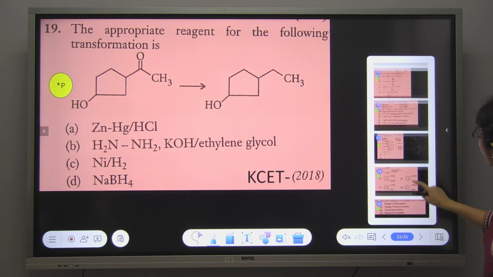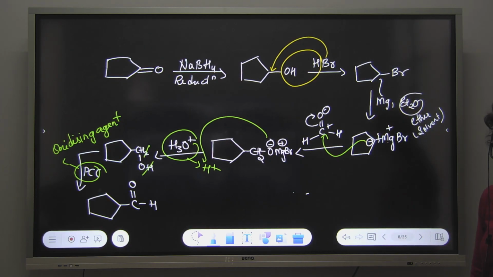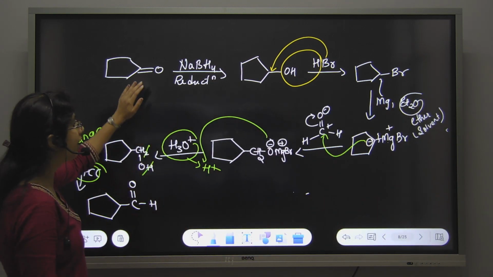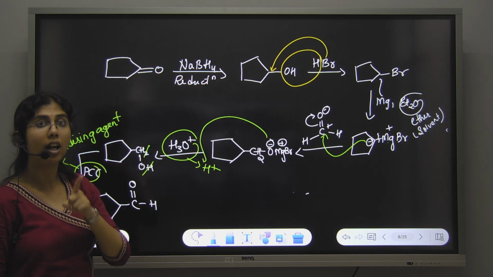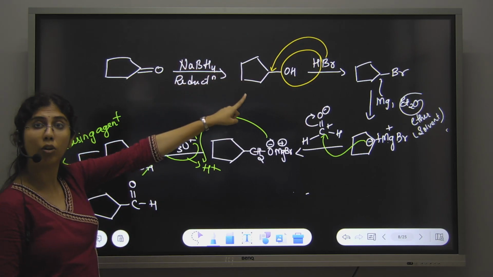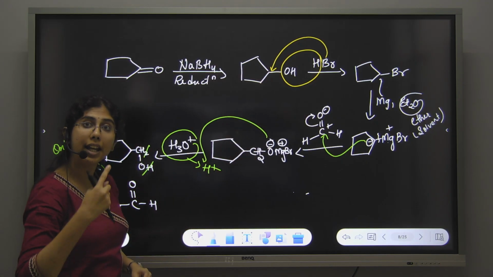Previous question. Okay, yes, let me open that. Which step you didn't get? Can you tell me? You want me to explain the entire thing? Okay, what did we do? We had a ketone. We added sodium borohydride, which is a reducing agent. It will reduce ketone to alcohol. So the C=O double bond was converted to OH.